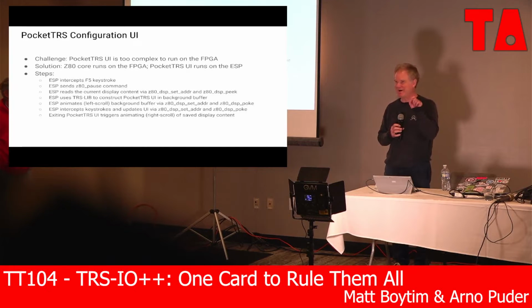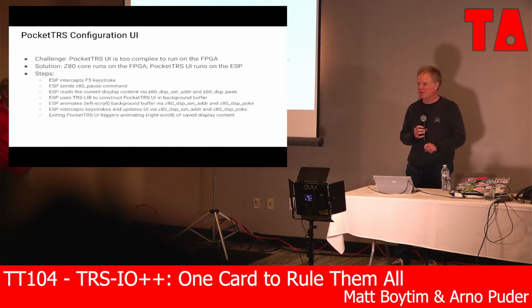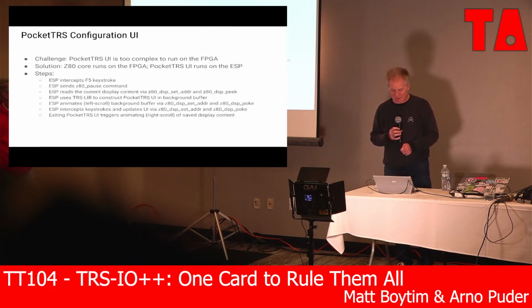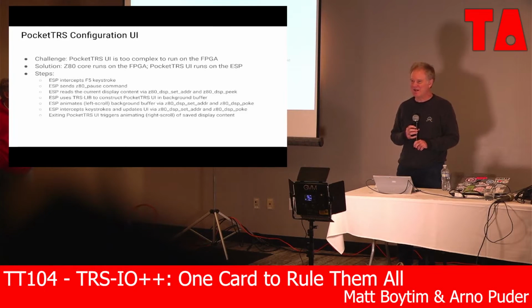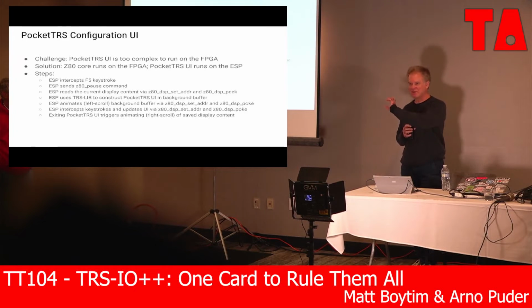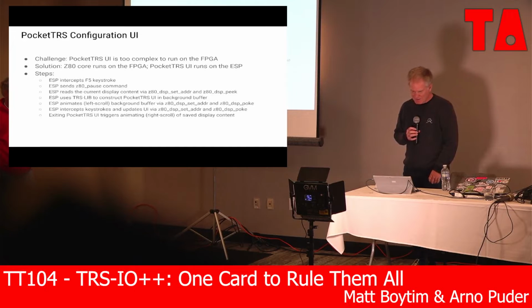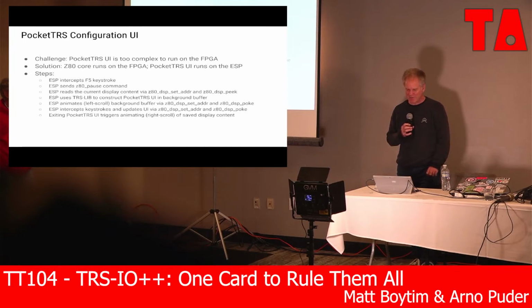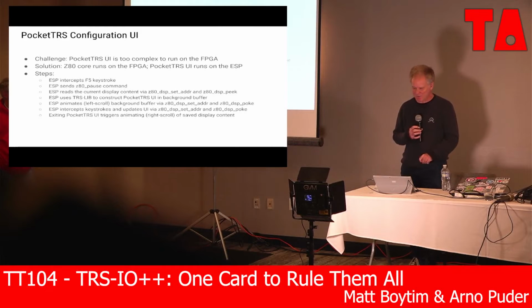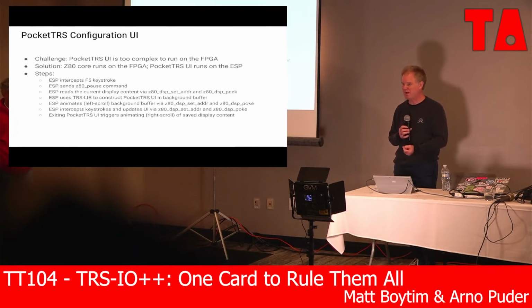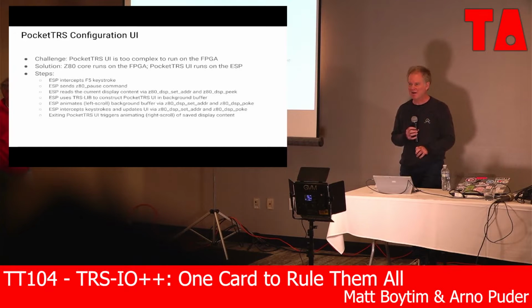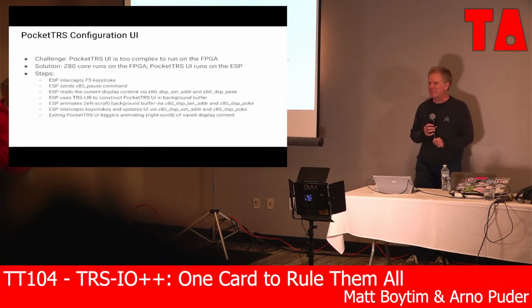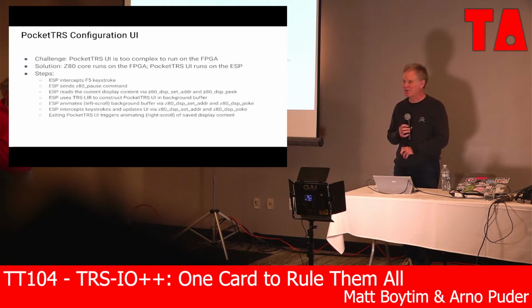So if you hit F5 under TRS-IO++, the ESP intercepts that. And then it will send via SPI the Z80 pause command so that the Z80 core on the FPGA stops running. Then the ESP reads the current display content via some other SPI commands. So basically it reads out the current content of display memory and stores it inside a mallocked memory region on the ESP. Then I use TRSLib, another project of mine, to then build up the user interface for Pocketress. And then I use, again, SPI commands to just simply scroll it in from the side.